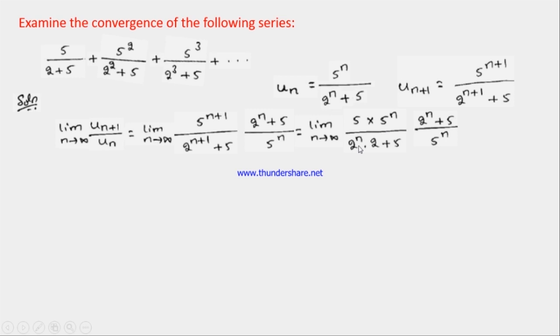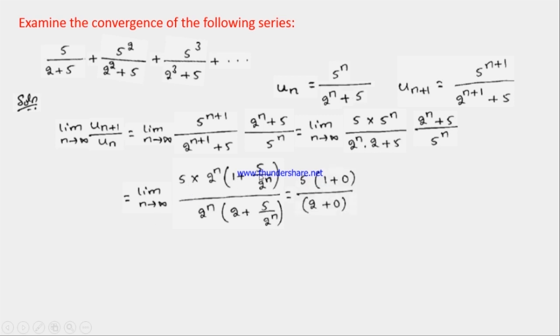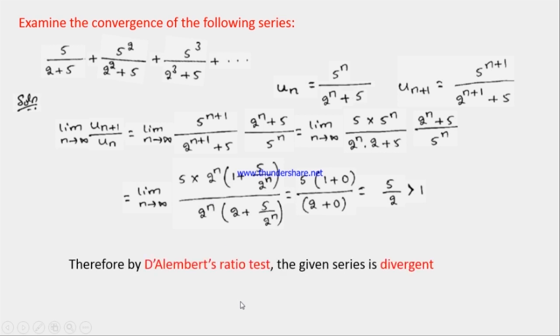Now from here I will take 2 power n common. Here also I will take 2 power n common. That 2 power n will get cancelled, and as n tends to infinity now, we will get 5 times 1 plus 0, 2 plus 0 in the denominator. So we get 5 by 2 and that is greater than 1, which means this series is a divergent series by using D'Alembert's ratio test.